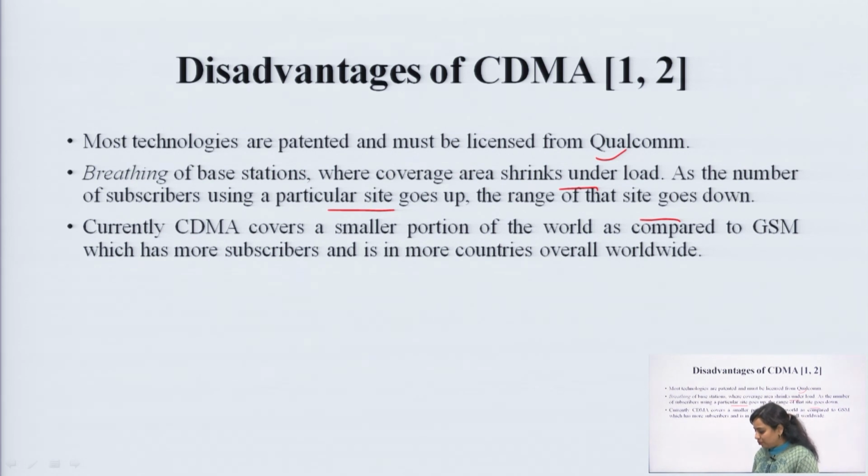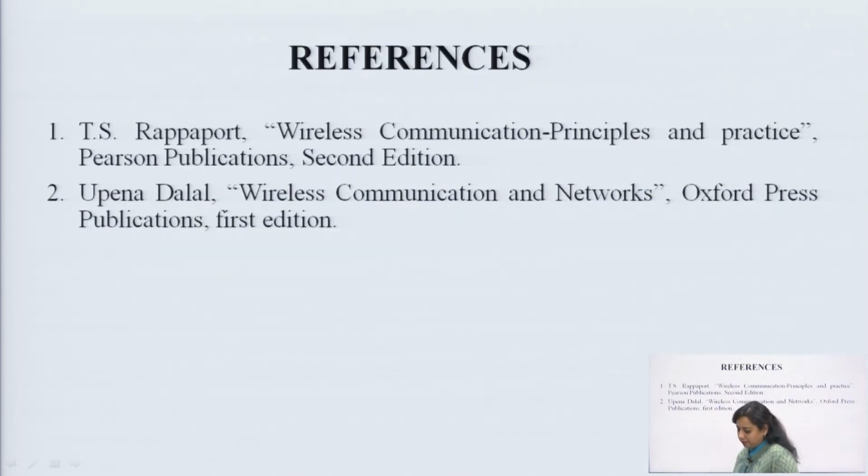So, when the number of users increases, there is a disadvantage that the quality of the signal delivered is quite a bit lower as compared to when the number of users is smaller, meaning the fewer the users, the higher the quality of the signal delivered. Currently, CDMA covers a smaller portion of the world as compared to GSM, which has more subscribers and is in more countries overall worldwide.